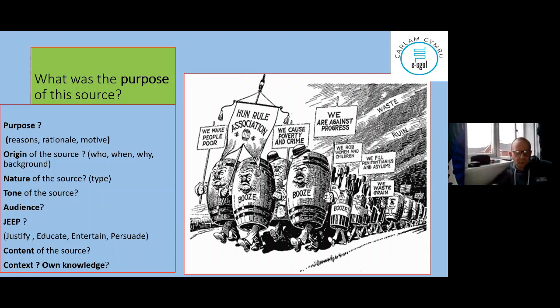Purpose, why it's made, or what are the reasons behind it? What's the motive? The origin of the source, who made it, when was it made, why was it made? What's the background of the artist? What type of source is it? The nature of it. What's the tone of the source? Is it overly dramatic? Is it overly positive, overly negative? Is it exaggerating, for example? Who's it aimed at? CHEAP is the one that I'm always keen to use. Justify, educate, entertain, persuade. In terms of CHEAP, for most sources, you'll probably find 2 of those 4 fit in well with this source, with most sources.